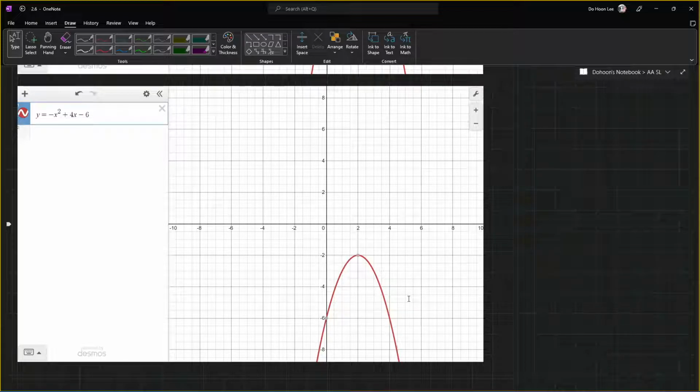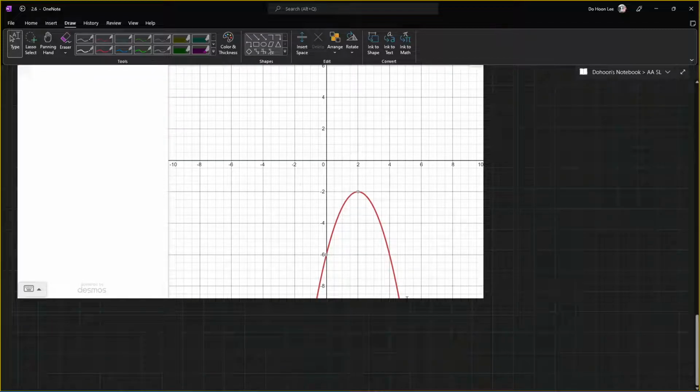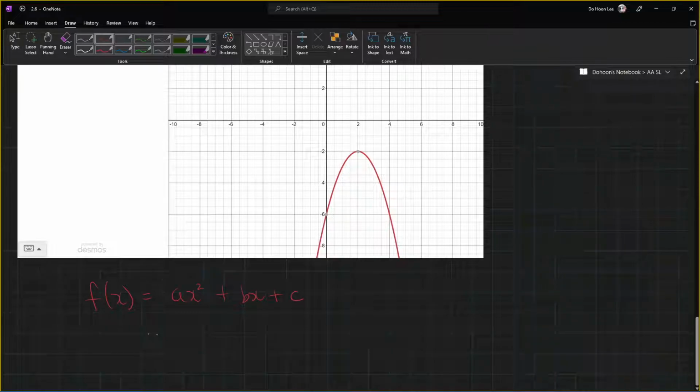Now, let's look at the general form of the quadratic function: f of x equals ax squared plus bx plus c. Our functions were all in the general form, and it's nice because it neatly follows a pattern from the gradient-intercept form of the linear functions. The general form is especially good at finding the y-intercept, because if x is 0, it's c. C is the y-intercept.